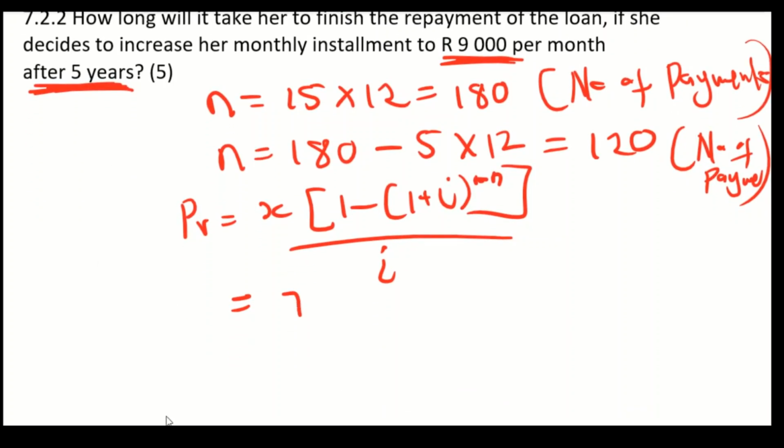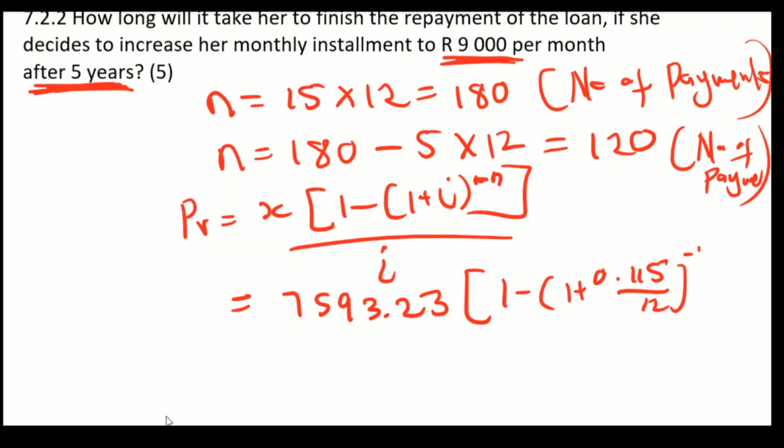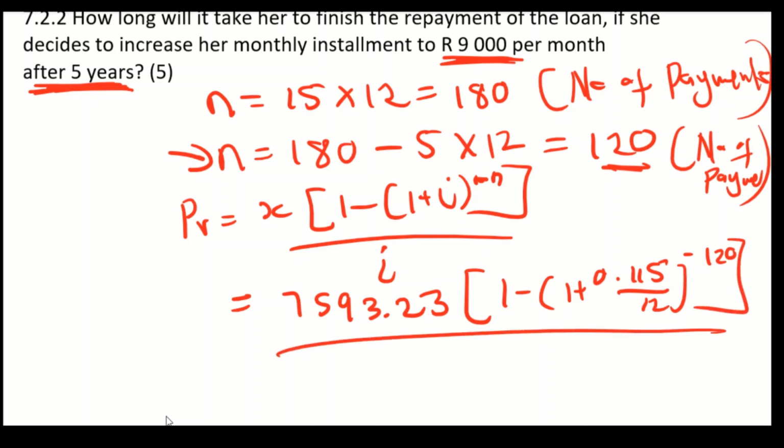So we're going to say 7,593.23. We are looking for the number of payments immediately after 5 years, the outstanding balance of the loan. 1 minus 1 plus 0.115 over 12 to the power of minus 12 times, actually let me just write the n that we found recently, which is 120, so minus 120, divided by 0.115 over 12, right?